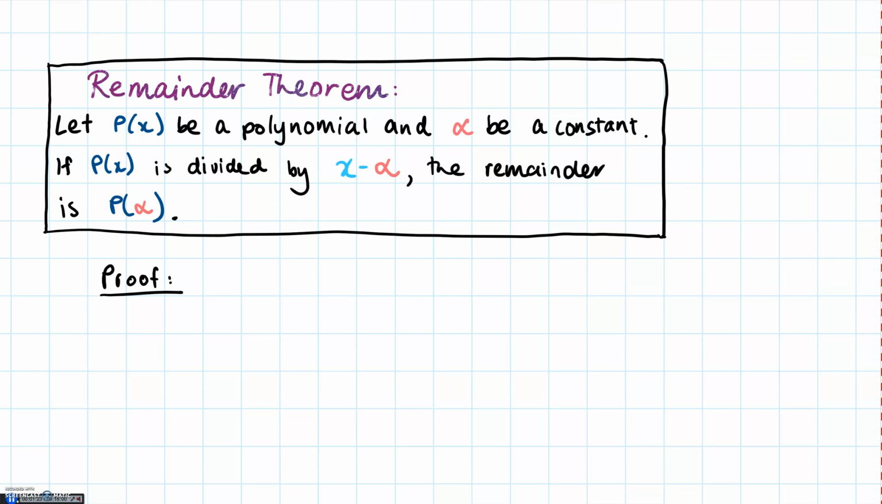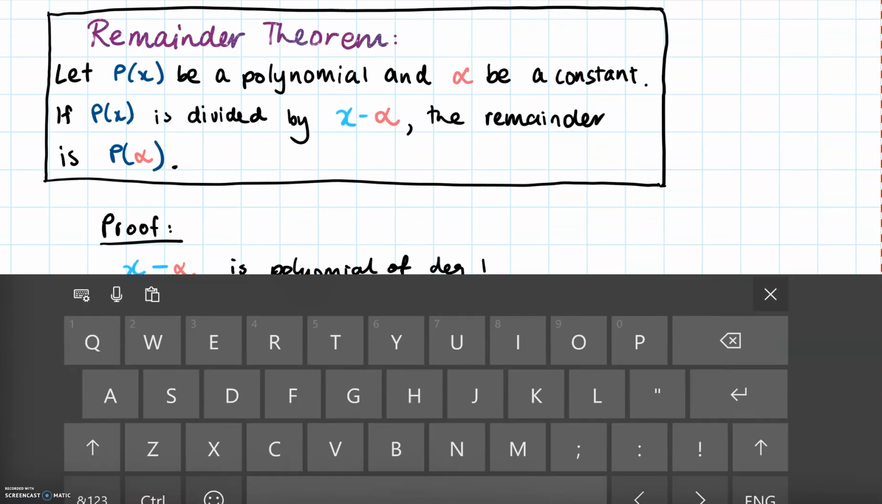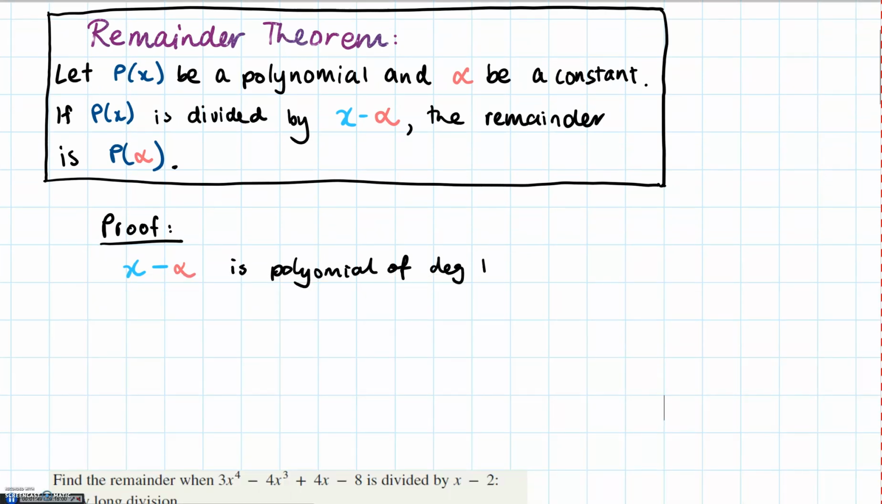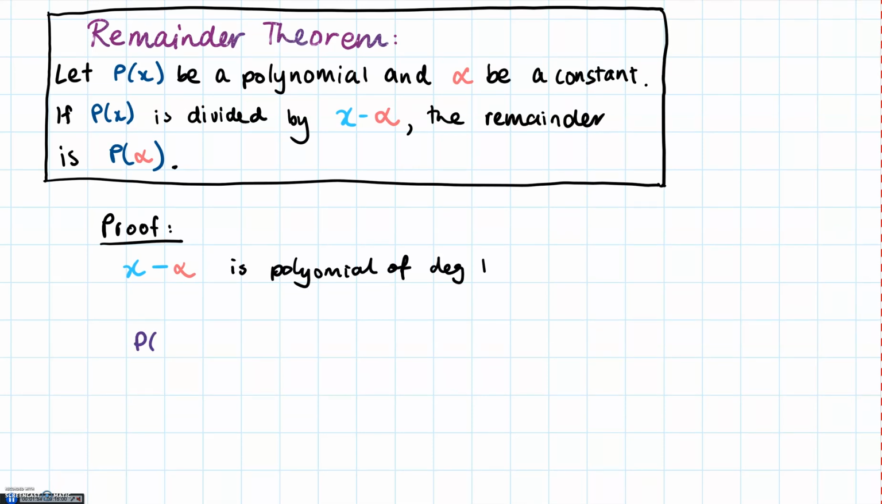Now, to prove this, let's just note that x minus alpha is a polynomial of degree 1. If we remember from when we did long division, the division theorem tells us what happens if we divide polynomial p of x by x minus alpha.